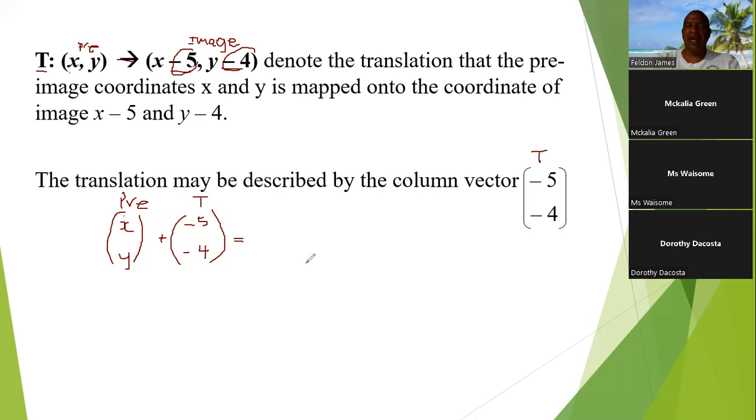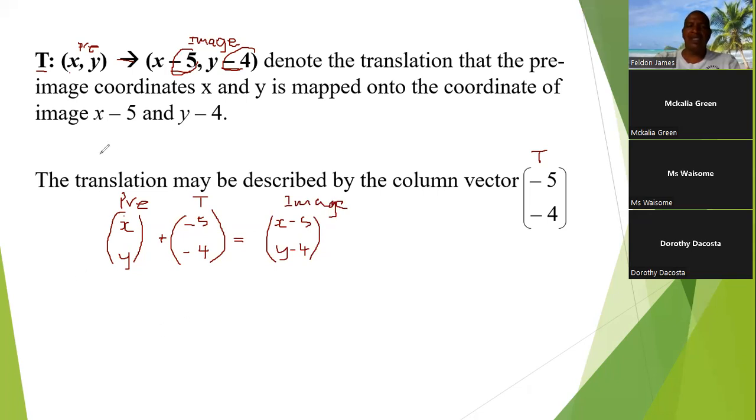So the x must be added to -5, so you'll get x plus -5, which would be x minus 5. And then for the y coordinates, you would add y plus -4. So you would have y minus 4. And once you have carried out this, this would give you your result, and the result would be your image. So this will give you your image on that translation.